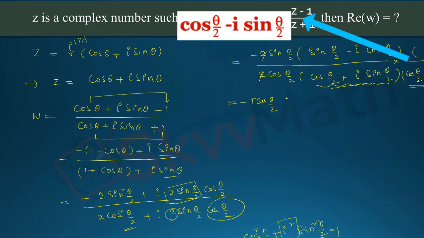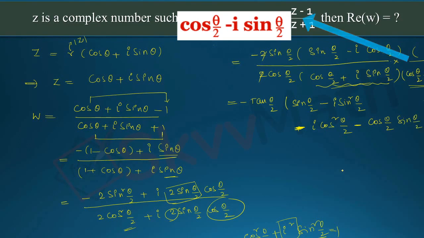Now what about the numerator? Now in the numerator you multiply sin theta by 2 into cos theta by 2. Actually I have to write the numerator, but here we don't have that much space, so you adjust this. Sin theta by 2 into cos theta by 2, minus sin theta by 2 into i sin theta by 2, which is i sin square theta by 2. Then minus i cos theta by 2 into cos theta by 2, so minus i cos square theta by 2. Then minus i cos theta by 2 into minus i: minus into minus is plus, i square, but i square is minus 1. So minus cos theta by 2 into sin theta by 2.